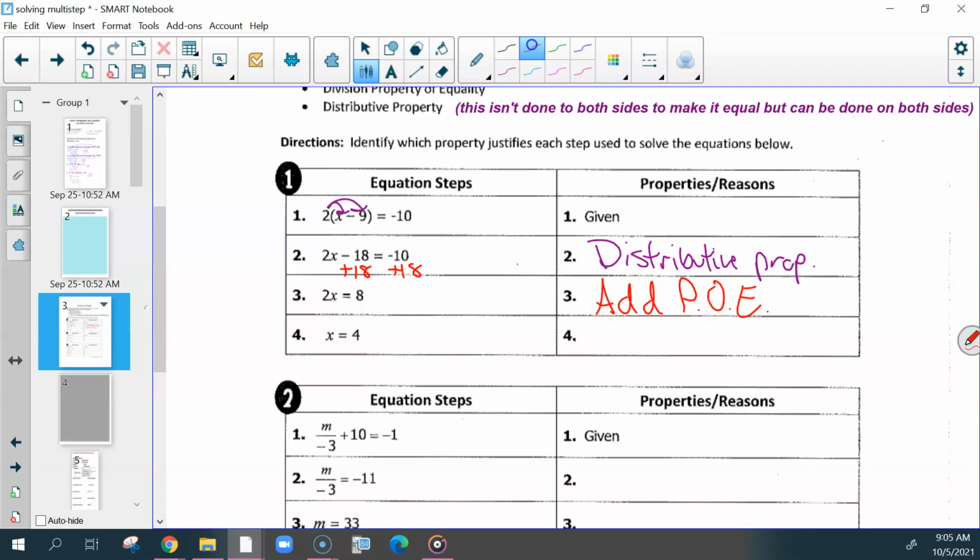And then from step 3 to step 4, what happened? They divided both sides by 2. Division property of equality. Correct.